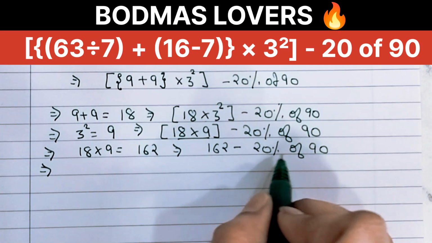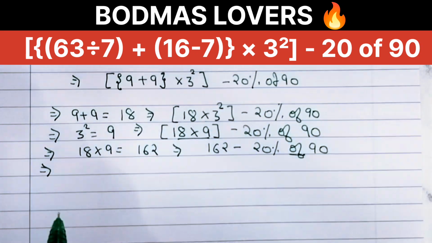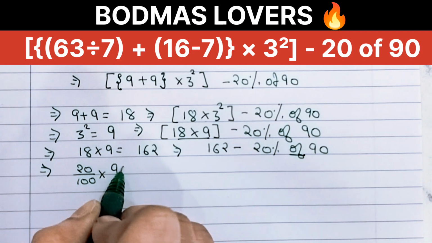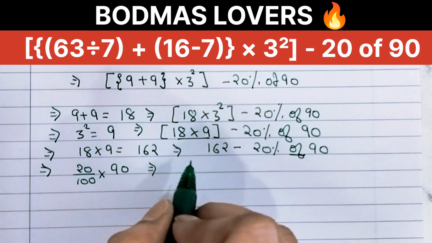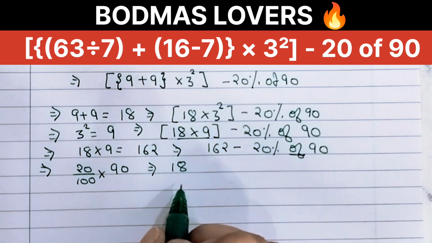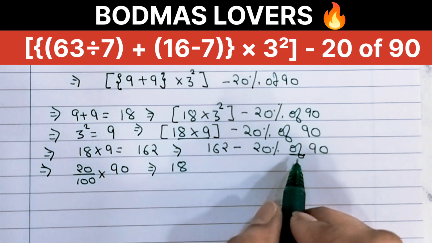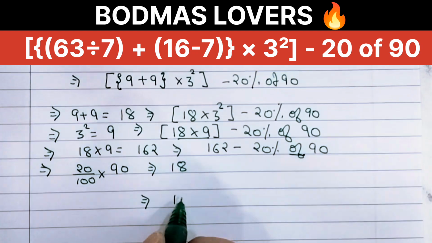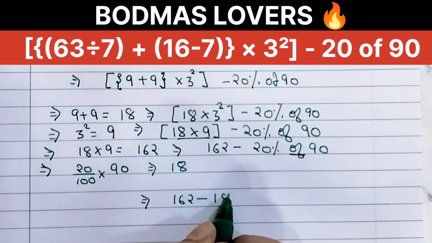According to the next step, solve the "of" percentage operation. Now 20 upon 100 multiplied by 90. Cutting down the values and zeros, we get 18. According to this step, "of" basically takes precedence over the subtraction. And now the current expression becomes 162 minus 18.